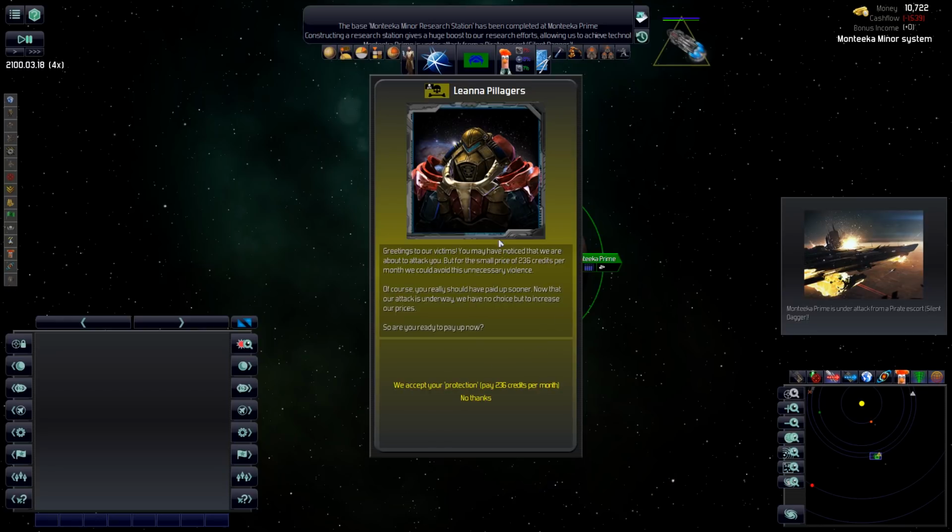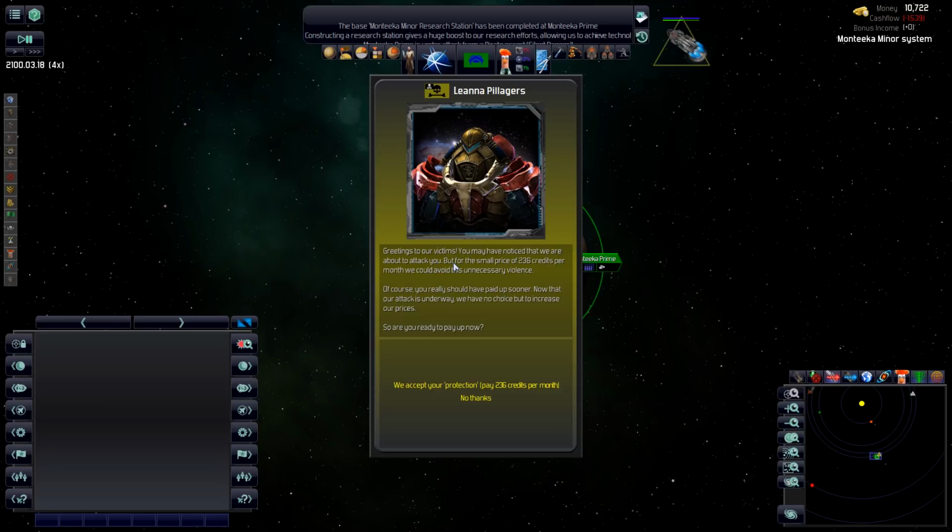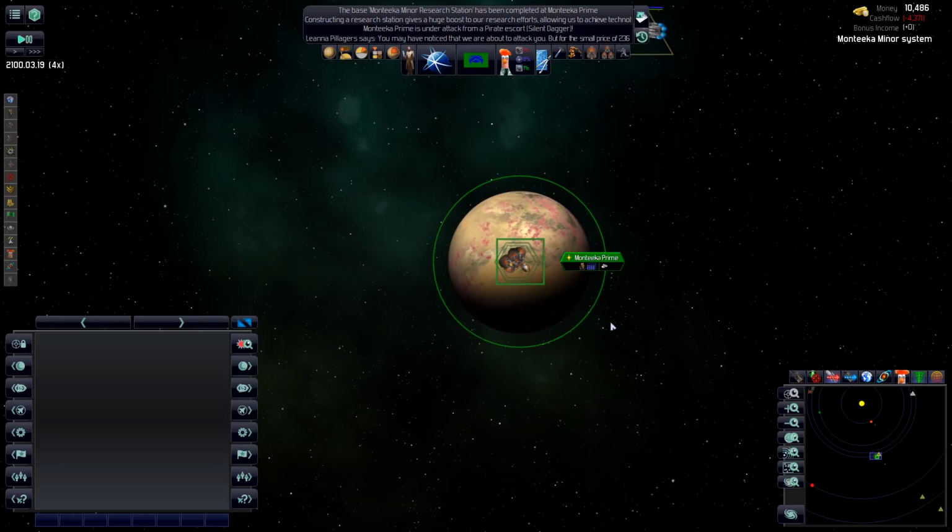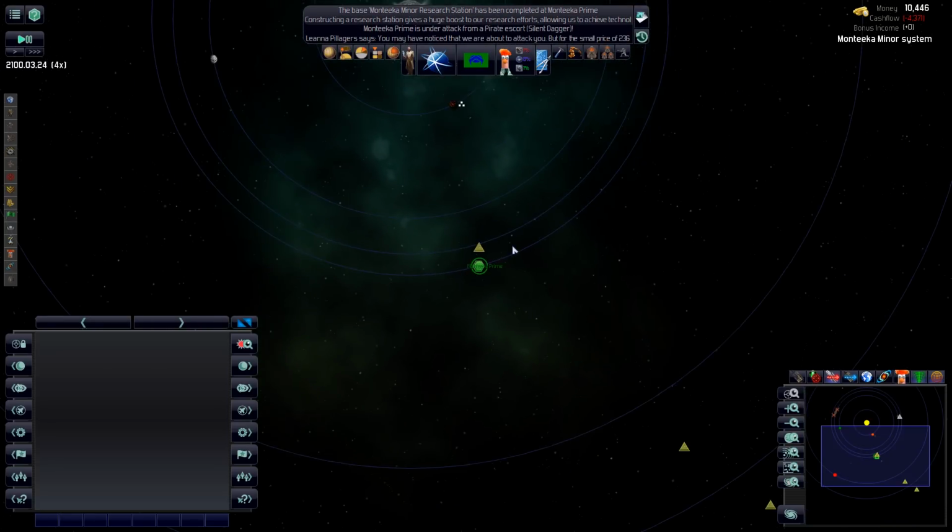Okay, so the pirates have shown up. "Greetings to our victims. You may have noticed we're about to attack you." Yeah, okay. That was kind of obvious. "But for a small price of 236 credits, you thieving bastards, a month, we can avoid this unnecessary violence." So I guess we'll just pay that because we have no choice. All right, and hopefully we'll go get rid of some space slugs for us.